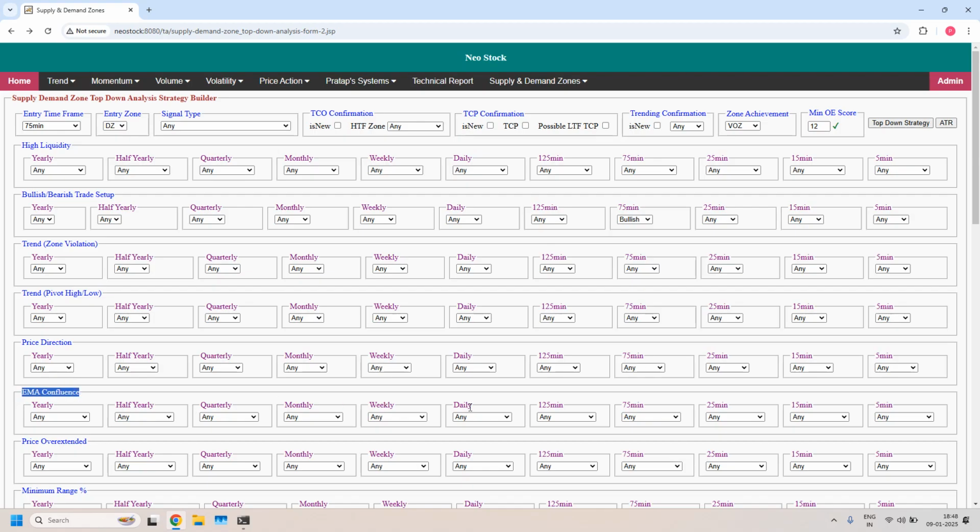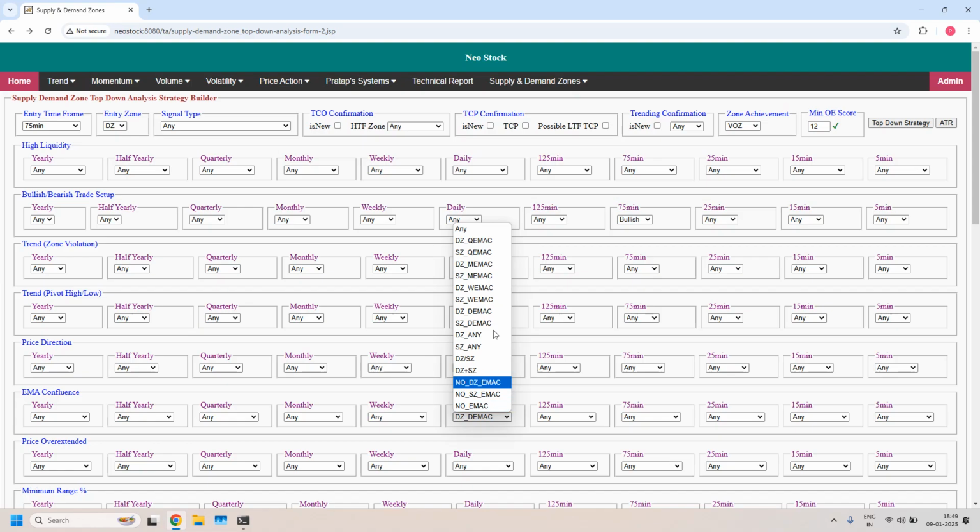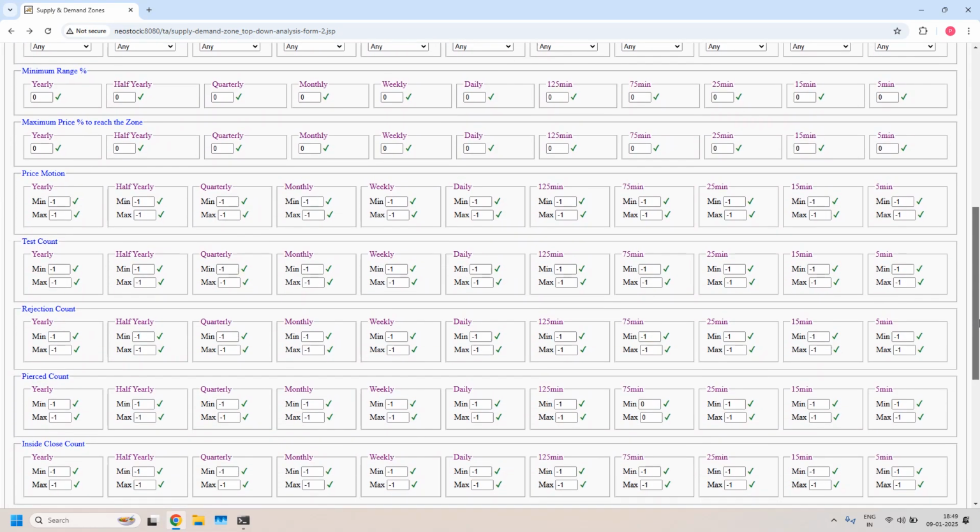Let's verify. EMA Confluence, daily time frame, daily demand zone having daily EMA Confluence, because 75-minute zone is part of the daily zone. Let's filter. We got 6 stocks. So these 6 stocks are even more high probability trade setup supported stocks. Okay, next let us filter based on LTF, ITF and HTF demand zone confluence. I am removing the EMA filter. That is 75 minutes, daily and weekly demand zone confluence.